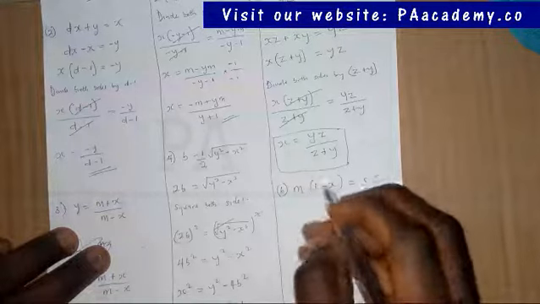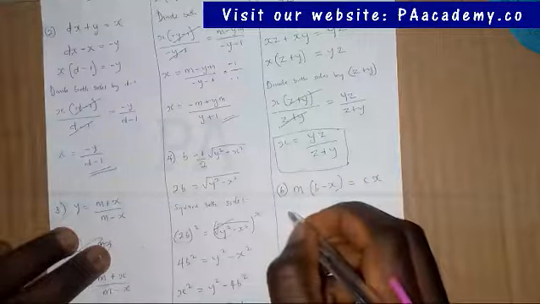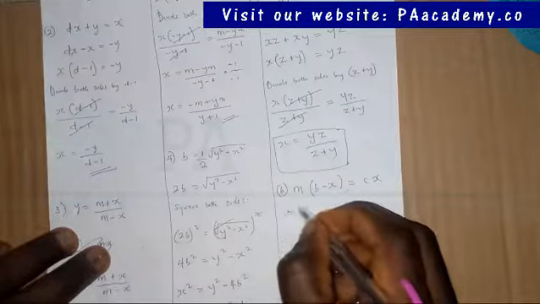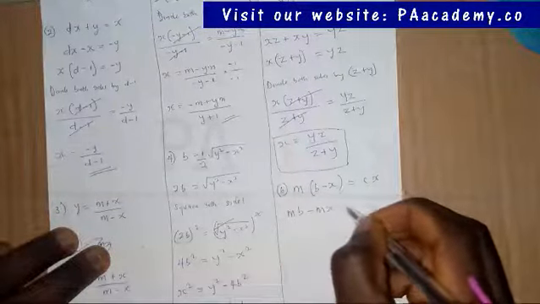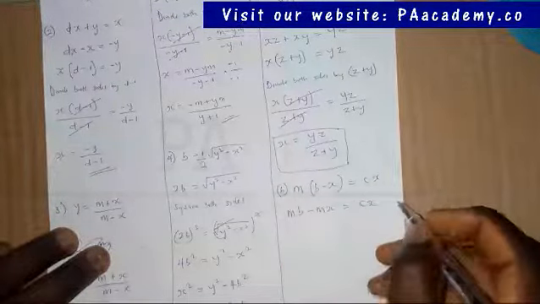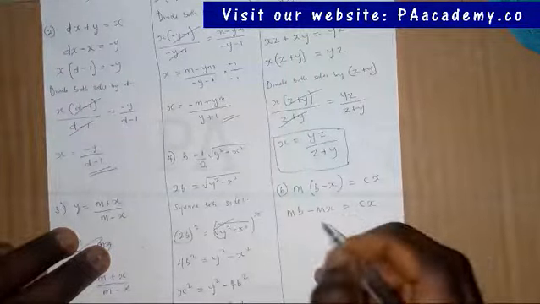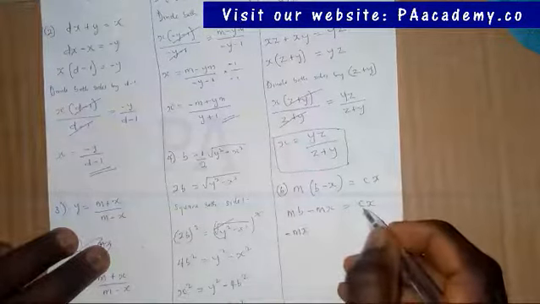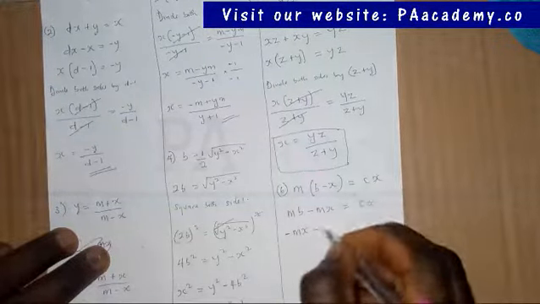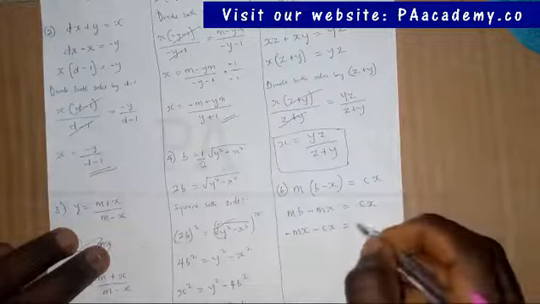So for this, let's use m to multiply what we have in the brackets. So we are going to be having mb minus mx equals cx. Exactly. So now we are having x here and we are having x here. So let's bring the x together. So we are having minus mx. If this cx should come to the other side, it becomes minus cx equals, now this mb will come to the other side. It becomes minus mb.